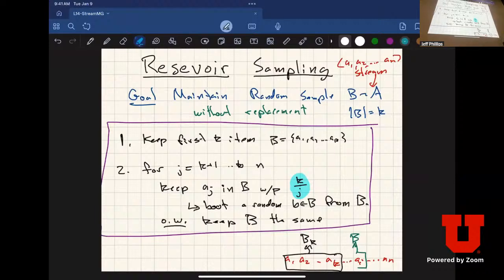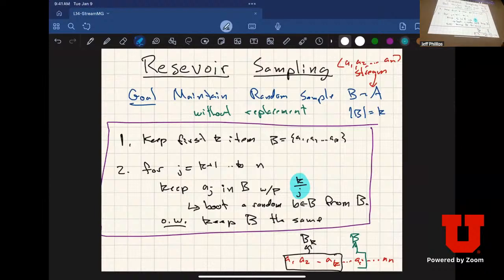Yeah, it cares about individual items. It doesn't look at the value at all. Okay, so it's oblivious to the values. And at the end of the stream, each item is in the reservoir with probability k over n, if I've seen n things in the stream.